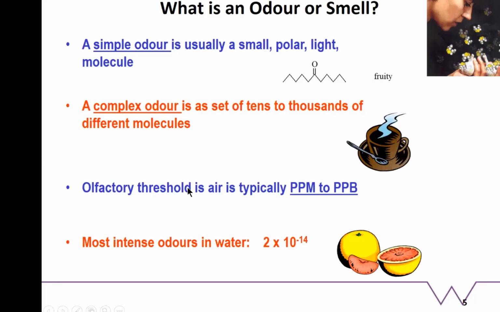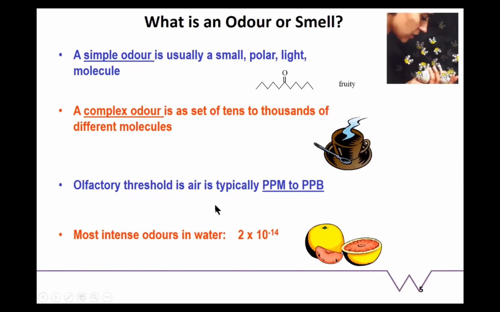The olfactory threshold is typically parts per million to parts per billion. So when you smell something, it's in that sort of range. However, for some reason, we have adapted to some odors at very low levels. Don't ask me why, but grapefruit. If you do like your grapefruit, we have one of the lowest olfactory thresholds for grapefruit. No idea why. It's not poisonous, and it has a very, very low level.